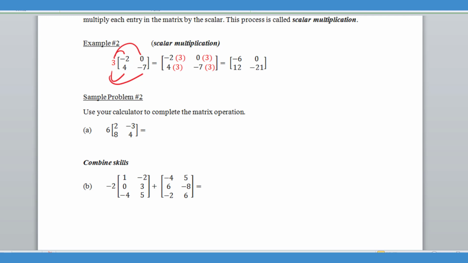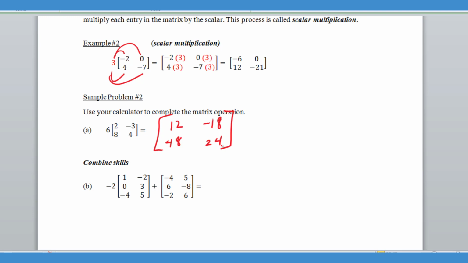Okay, so we come back here and we see that we have 6 times everything inside there, and so I'm just going to multiply 6 times 2, which gives me 12, 6 times 8, which is 48, 6 times negative 3, which is negative 18, 6 times 4, which is 24, and our matrix should be the same dimensions as the previous matrix.